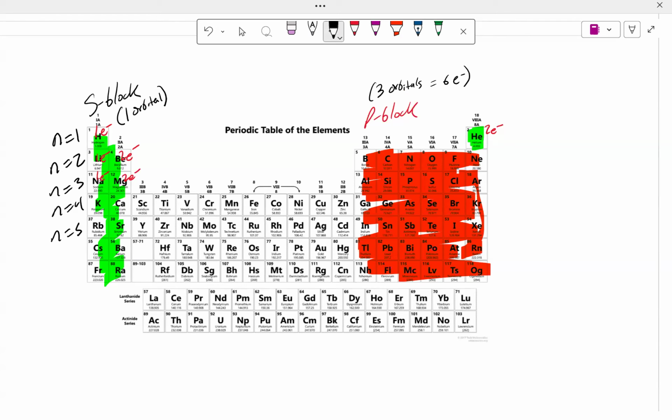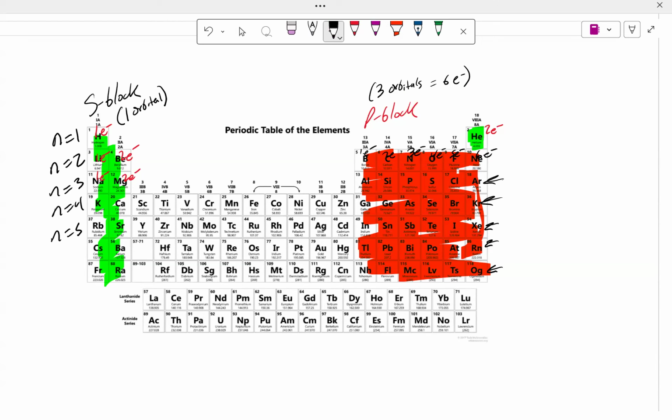Now, they're always not going to be filled, but look at how many elements there are as you go across the row there in red. How many elements are there in the P block? Just pick one row. 1 electron, 2, 3 electrons, 4 electrons, 5, 6. And you can do that for each subsequent row.